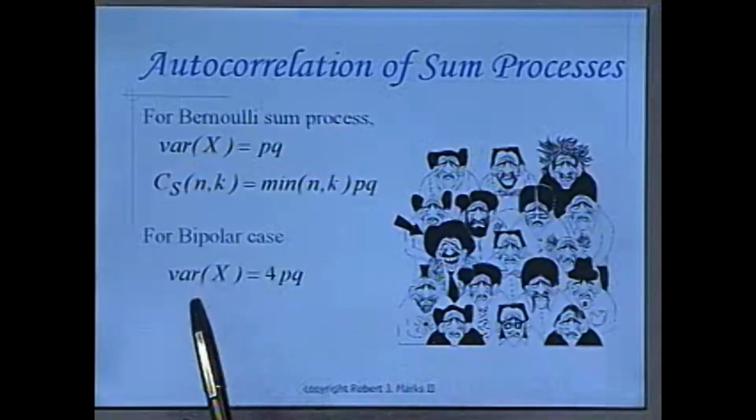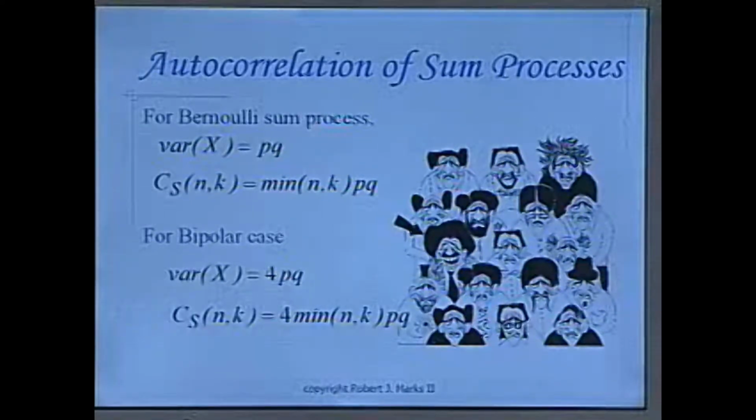Therefore, since the variance is a squaring sort of operation, the variance is going to go up by a factor of 4, or 2 squared. So for the bipolar case, the variance is equal to 4 times PQ. And again, for the bipolar case, if we're taking the sum of N IID random variables and adding all of those up, then the autocovariance is equal to 4 times the minimum of N and K. There it is again, since one of the sums is subsumed in the other sum. 4 times the minimum of N and K times PQ for the bipolar case.